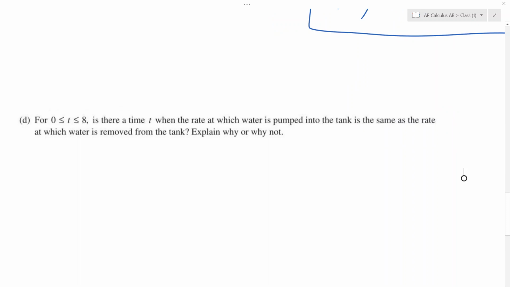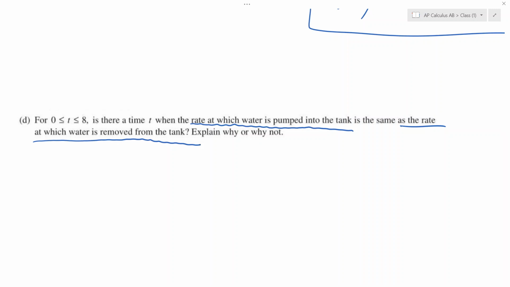Is there a time when the rate at which the water is pumped into the tank is the same as the rate at which water is removed from the tank? This is a tough question. What are they really asking me to compare here? What and what? Rates. It's not when the total amount of water in the tank is 0. They're saying when the rate it's pumped in is the same as the rate that it's pumped out. They want the rate in function to be equal to the rate out function.